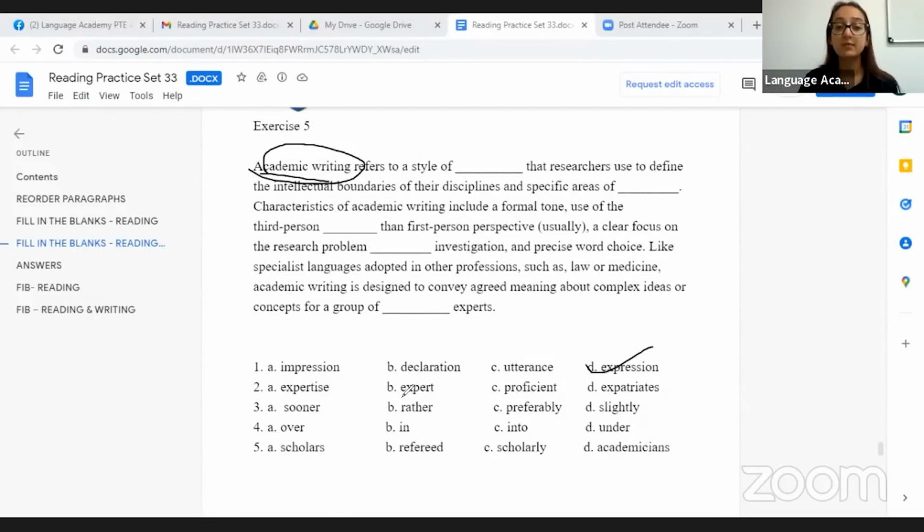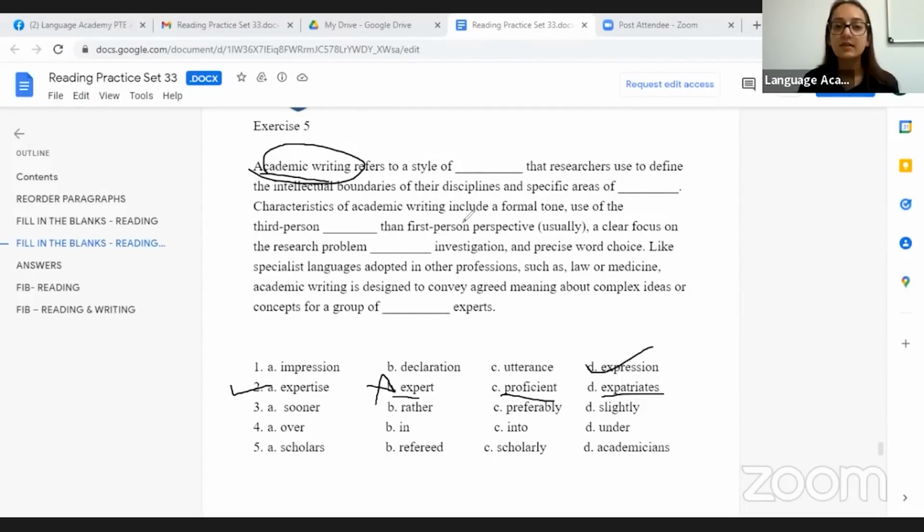Areas of expert would be a human being. We cannot have areas of expert. Areas of, with of, means which areas they are talking about. Proficient is an adjective. Proficient, you must have heard, all of you, proficient English, superior English that we need for our permanent residency. And expatriates is a verb. So areas of expertise is at least a thing. Then what is their area in which they are expert? That is called areas of expertise.